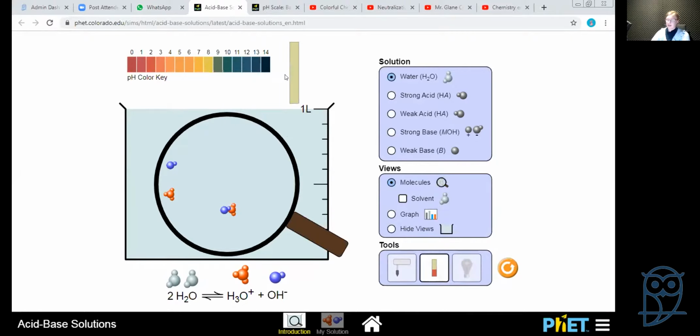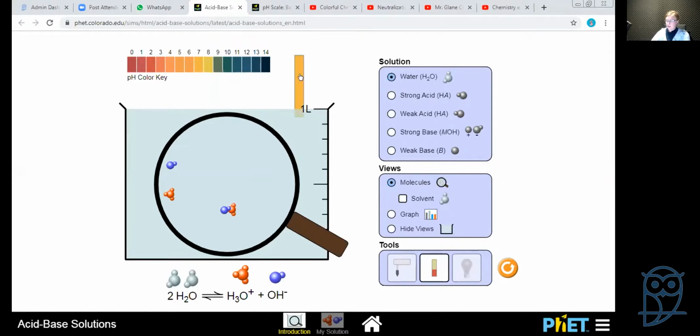And here we've got some indicator paper. I can take this and dip it in, and then I can move it along the scale and see where on this scale it fits. In this case, it's easier to dip the whole thing in and then show you guys like that. In general, we don't dip the whole paper in.